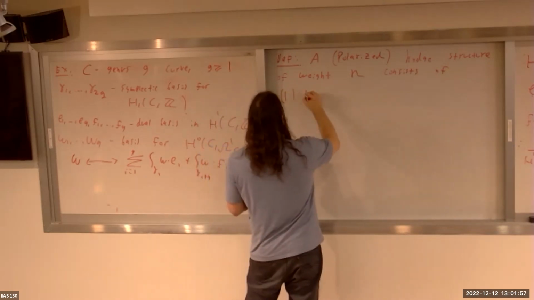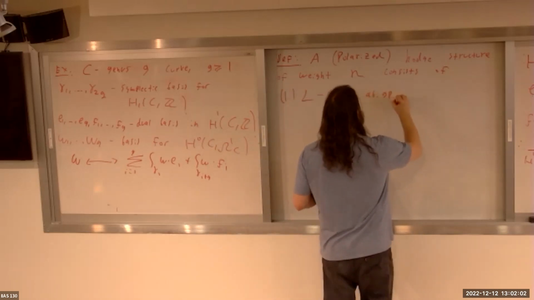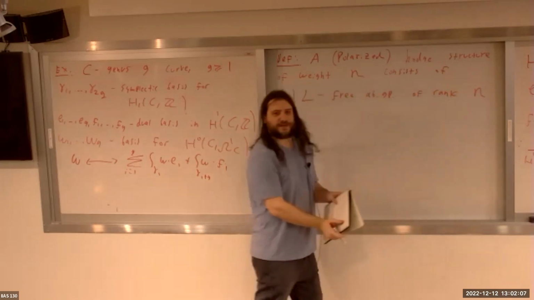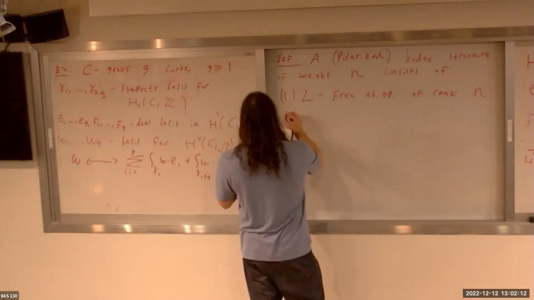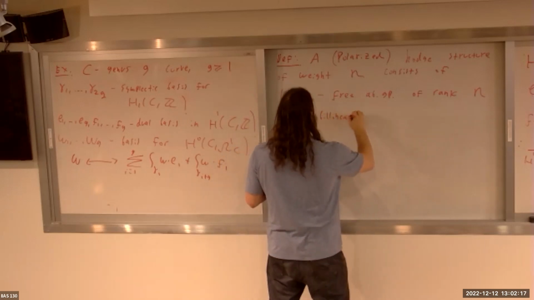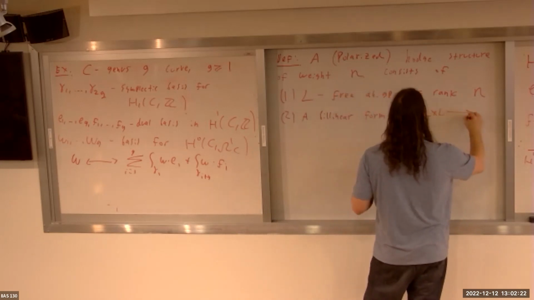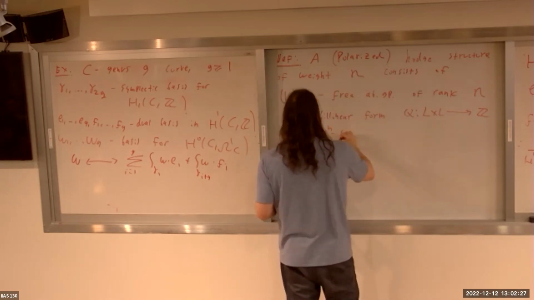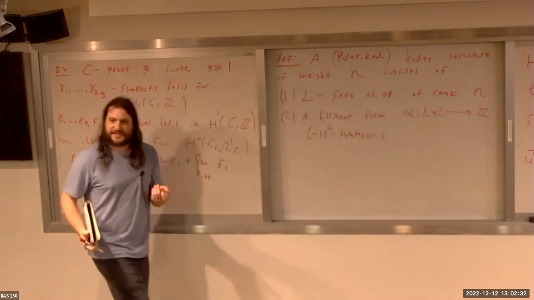First of all, L, which is a free abelian group of rank n, which you could say Z to the n, but it's more natural to say this. A bilinear form Q on L, which is (-1)^n symmetric. So if n is even, it should be symmetric. If n is odd, it should be antisymmetric.